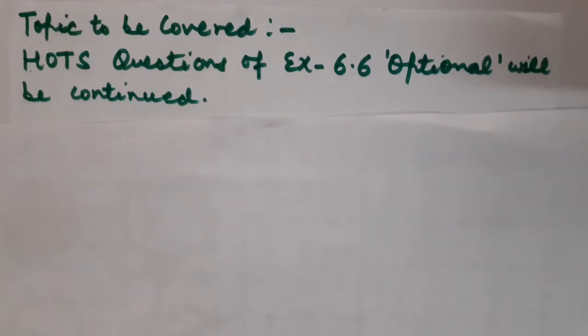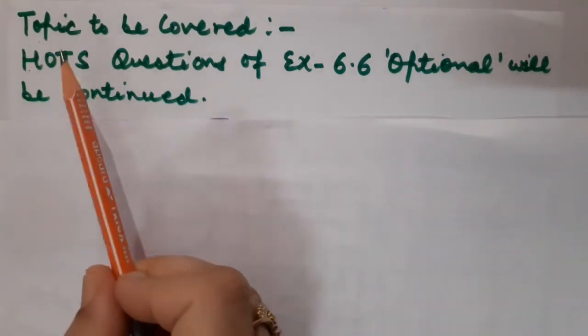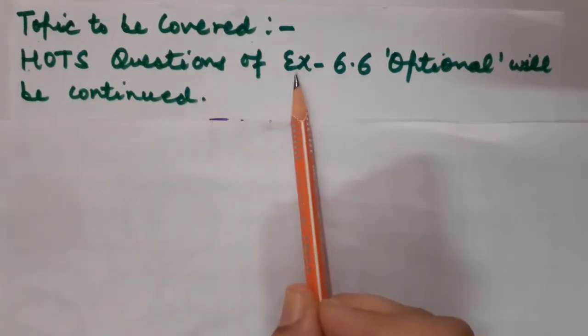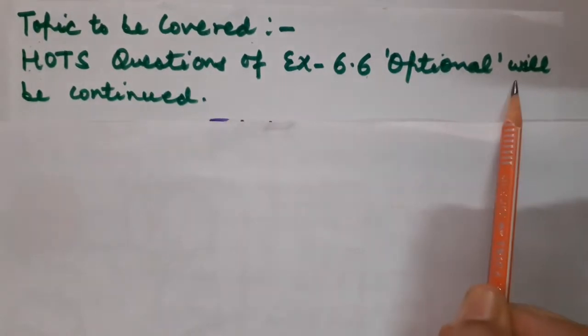So, children, as you know, from lecture number 13 onwards, I am covering the HOTS questions of exercise 6.6, that is the optional exercise of the NCERT textbook. So today I am going to continue with the same HOTS questions. The topic I am going to cover in today's lecture, lecture number 15, is HOTS questions from exercise 6.6, optional exercise of NCERT.